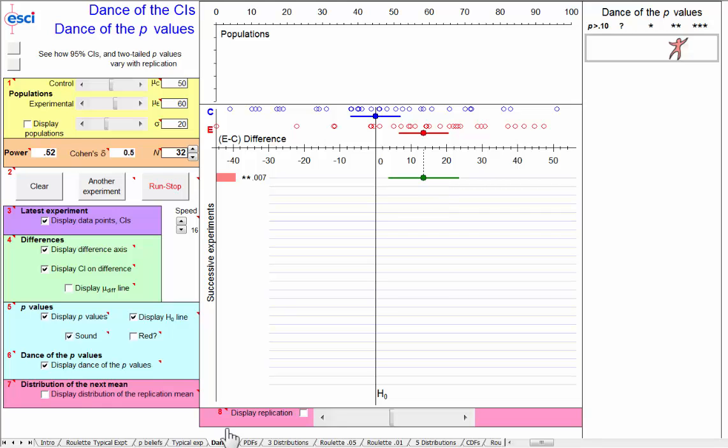I should mention that this Dance of the p-values page of ESCI is not part of ESCI Intro. I'm afraid it only works in old versions of Excel. So, our red flag number 5, dance with the p-values. Beware the unreliability of p-values. Prefer estimation.